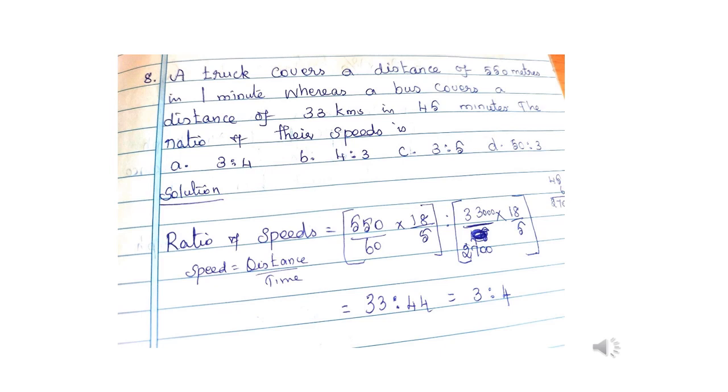That means it is also converted into seconds. So 2700 into 18 by 5, so 33 is to 44. So it is simplified into 3 is to 4.